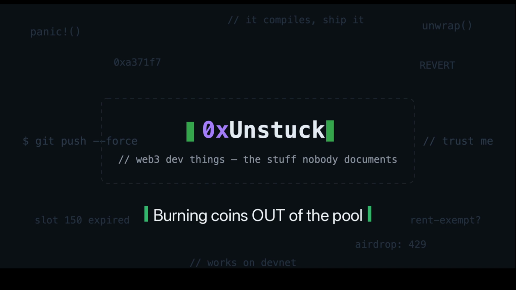Welcome to Unstuck. Today, a token that could burn coins straight out of its own liquidity pool and use that to fake its price and drain the pool. We'll see how an AMM sets a price, how one line breaks it, reproduce the drain live, and fix it. With a simple scales example first, so it's crystal clear.